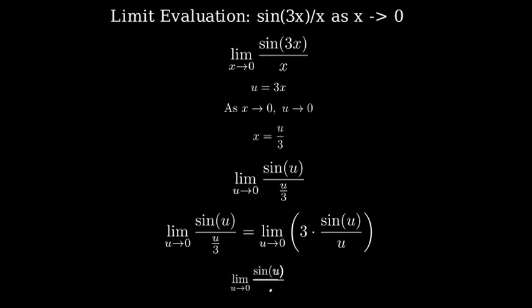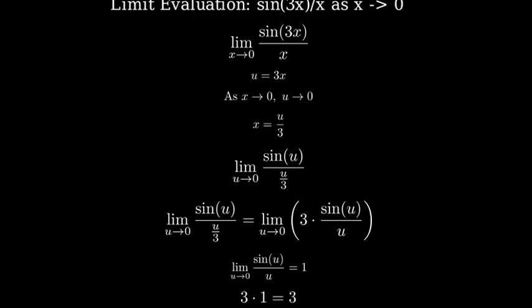Now, we know that the limit of sin u over u as u approaches 0 is equal to 1. So we have 3 times 1, which equals 3. Therefore, the limit of sin of 3x divided by x as x approaches 0 is 3.